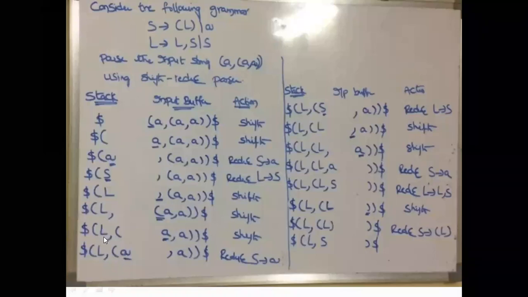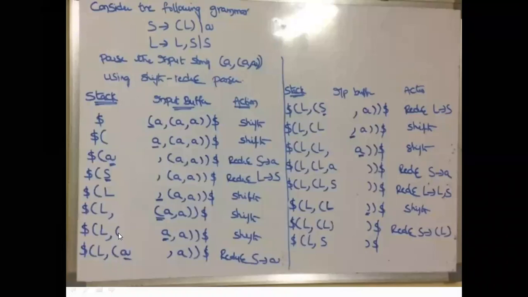Then is there any production in the right hand side with open brace? There is no production. So comma open brace, is there any production? No. And L comma open brace, is there any production? No production in the right hand side. And open brace L comma open brace, is there any production in the right hand side? There is no production in the right hand side with these four substrings.